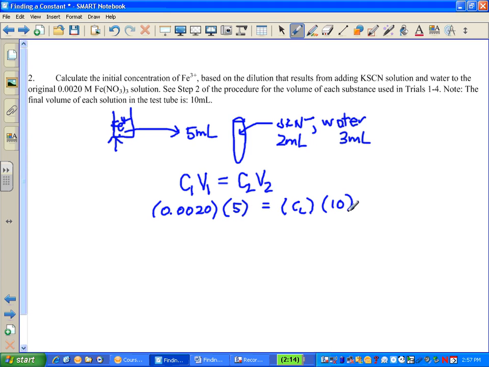So recall that when you're using the dilution formula, it's okay to use milliliters for your volume. If you're more comfortable using liters, that's fine as well. If you solve for C2 here, you find that you get a concentration of 0.0010 mole per liter. So this is the concentration of the iron solution in trial 1.